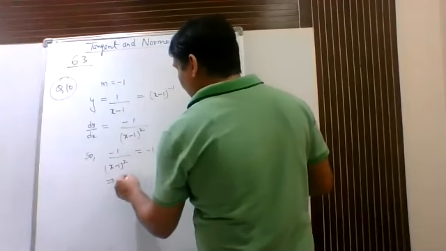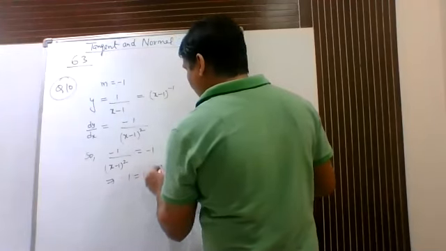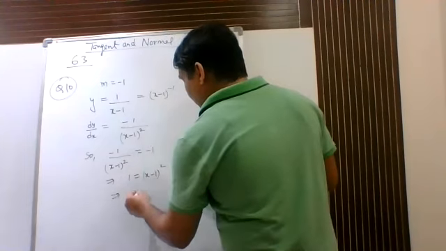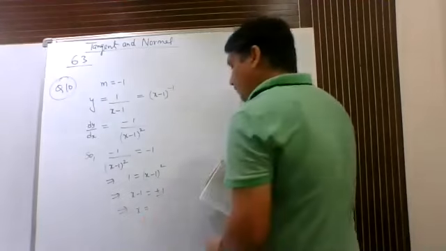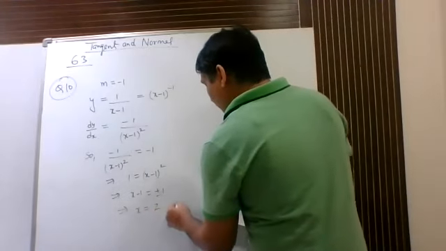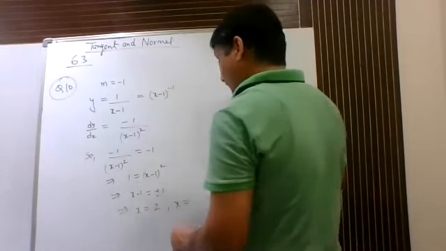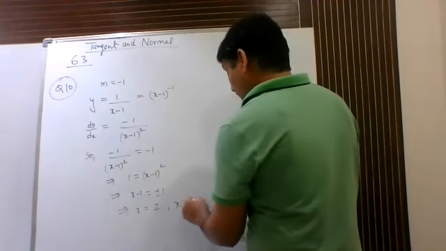from here, you can say 1 = (x - 1)^2. That will give you x - 1 = plus minus 1. So it will say x = 2 and x = 0.